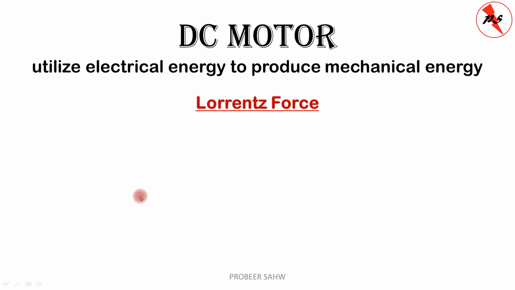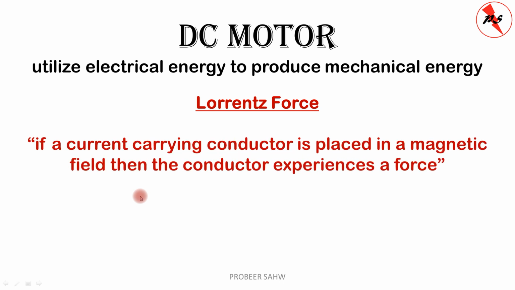Now let us look at how a DC motor works. So in a DC motor, a force is developed on a conductor, which is the Lorentz force. We know that if a current carrying conductor is placed in a magnetic field, then the conductor experiences a force. Okay, so if there is a conductor which carries current and it is placed in a magnetic field, it will experience a force. In a DC motor, again this conductor is in the form of a winding.